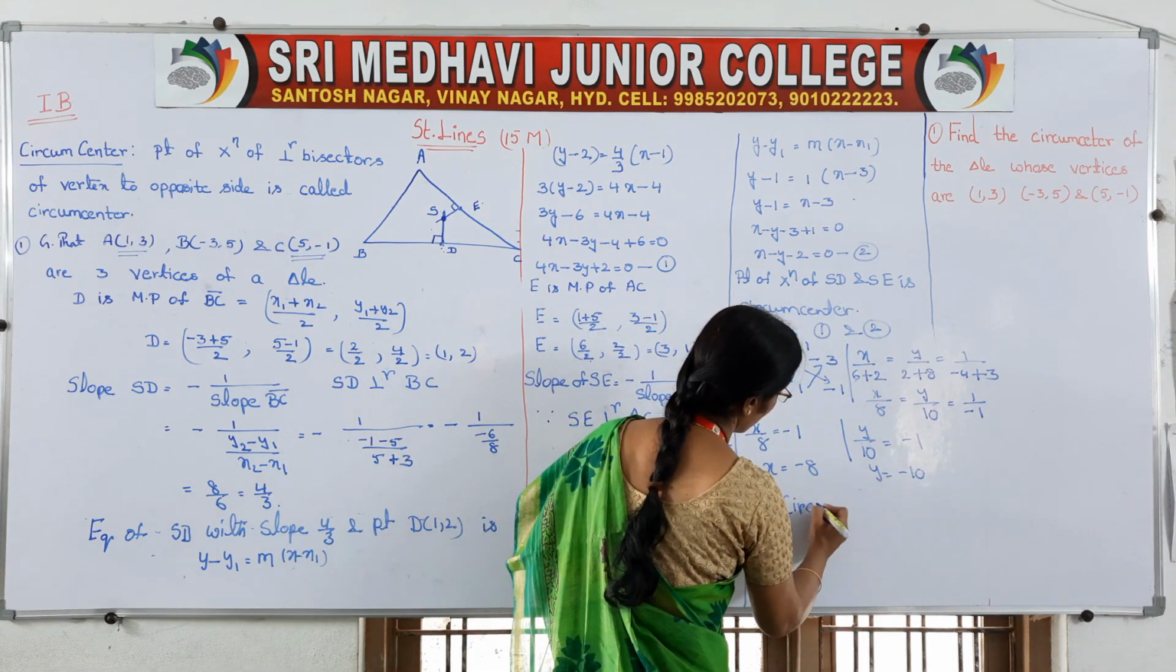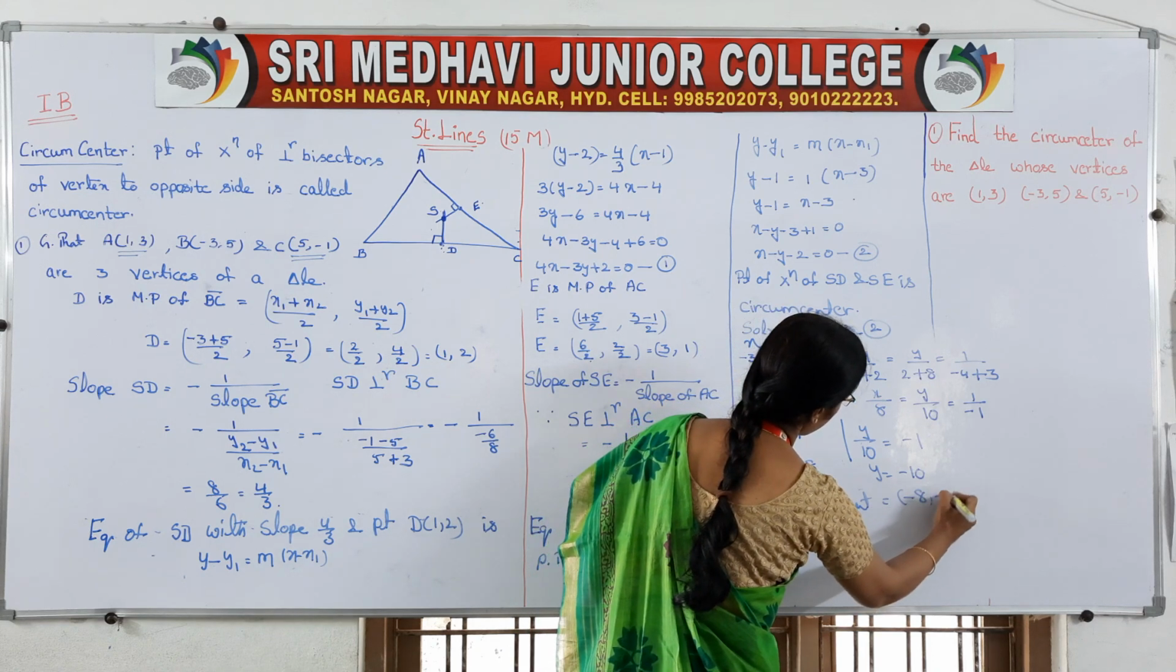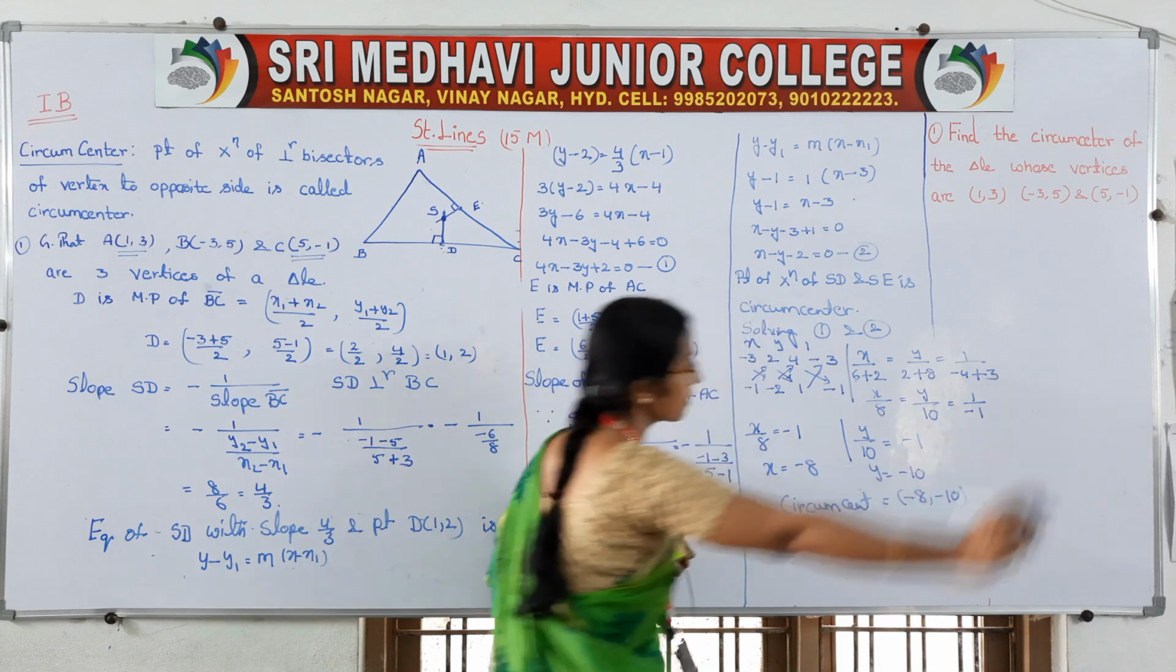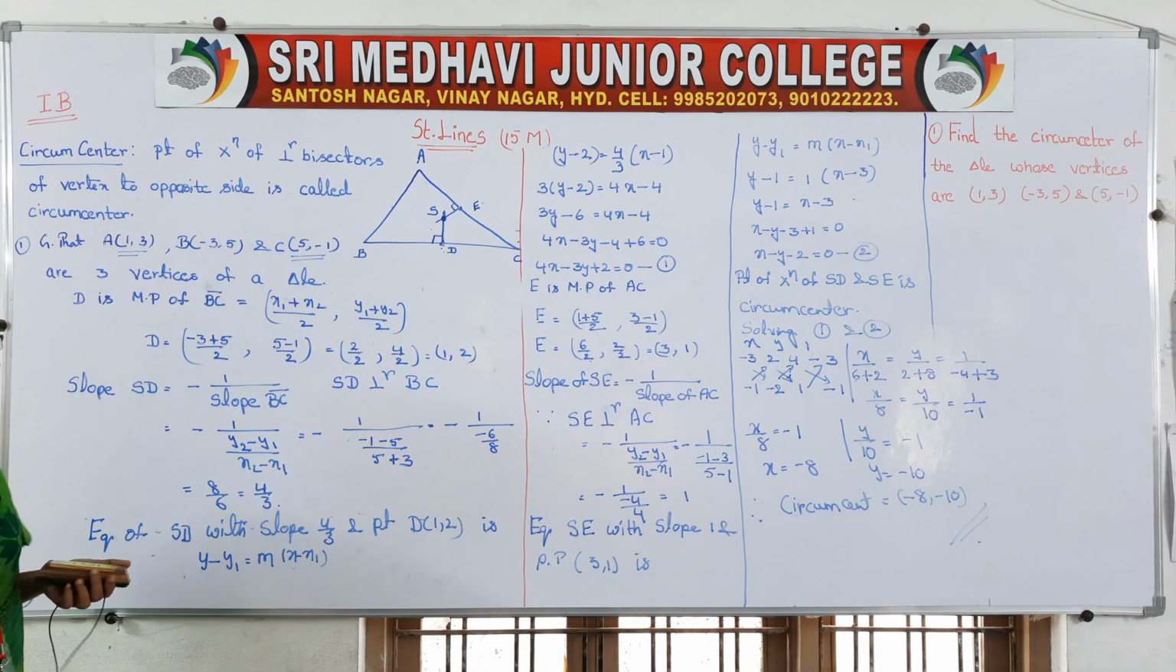Therefore, circumcenter is equal to (minus 8, minus 10). That is the answer to your question. Okay, so very simple. Just remember like this.